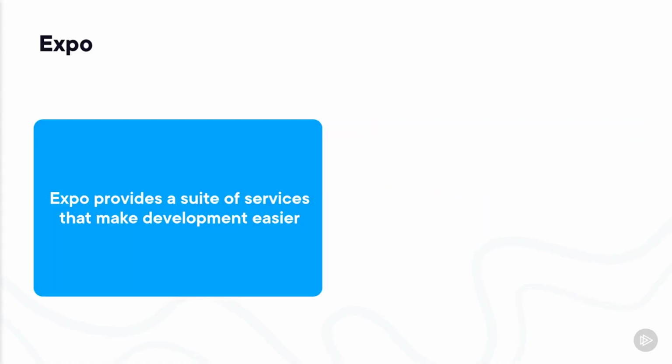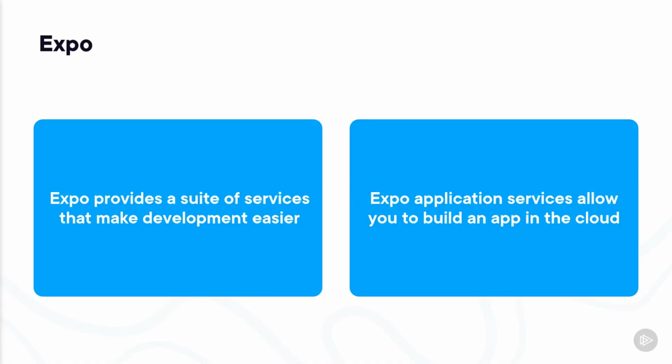React Native also provides access to Expo. Expo provides a suite of services and features that make React Native development even easier. The Expo application services allow you to build an app in the cloud. This allows you to build an app without having the respective development kit installed on your local machine. This means you can build an iOS app without a Mac. We will not be using Expo in this course, and instead we will use the React Native command line interface to build the project.